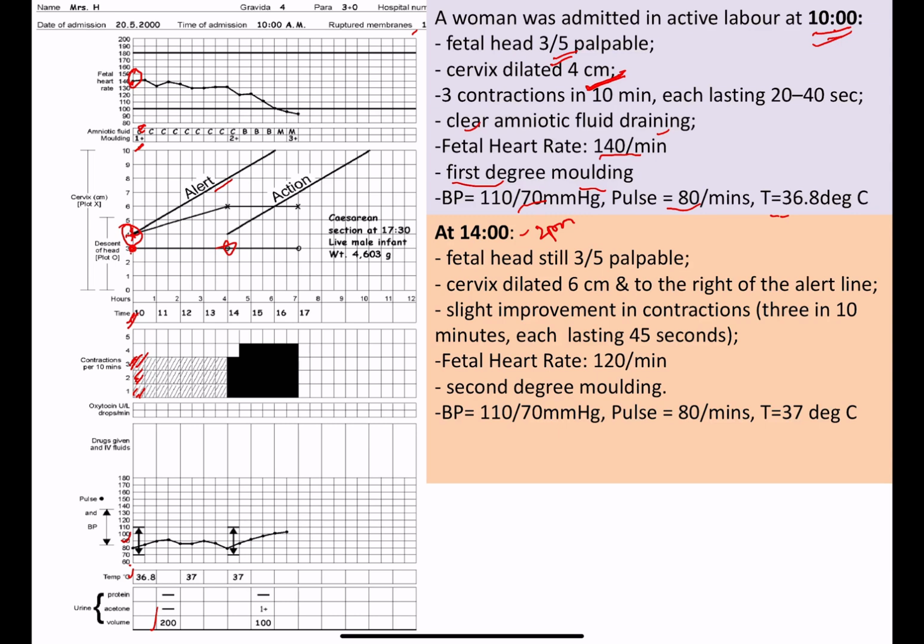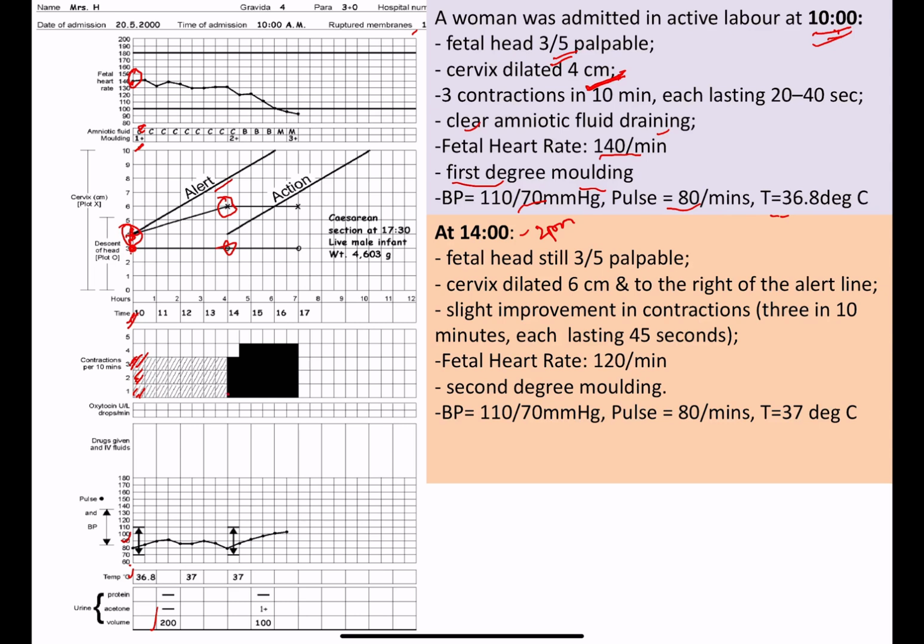At the beginning, when we did the first per vaginal examination, it was 4 centimeter, right? After 4 hours, the dilatation has improved a little bit. It is 6 centimeter dilated, and it is to the right of the alert line. It's parallel to the alert and action lines, but not completely towards the action line. You can see there is a slight improvement in contraction, 3 in 10 minutes, each lasting for 45 seconds.